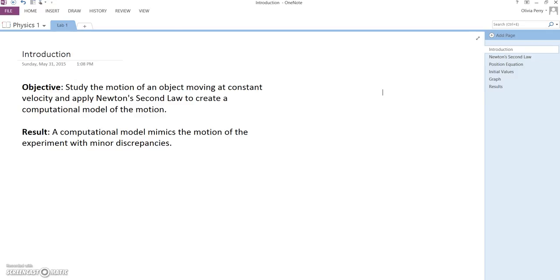My objective is to understand and predict the motion by using Newton's second law to create a model for the motion and to see how accurate the computational model created is. I then compared the computational model motion to the experimental motion and found that the model predicts that the ball rolls slower than I found in my experiment, for reasons that will be discussed later, but for the most part, the computational model creates a good model for the real-life motion of an object moving at constant velocity.